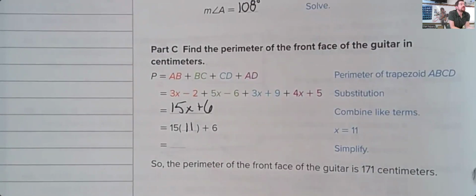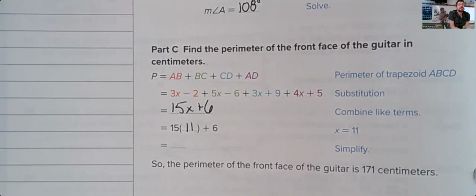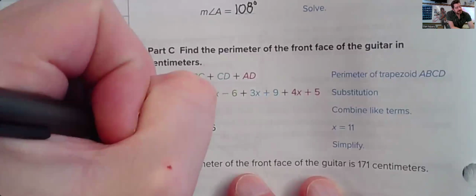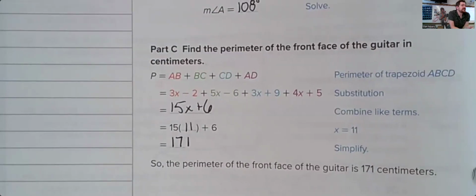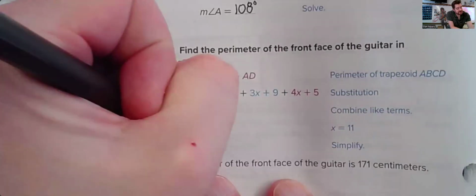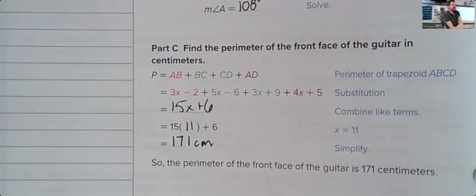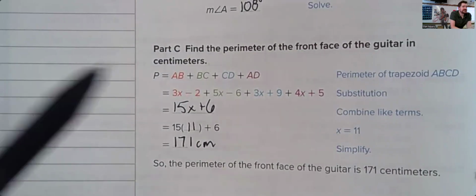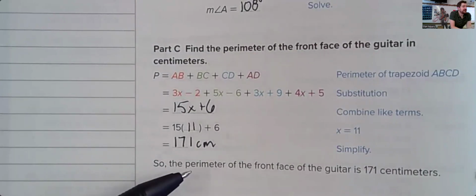So what's the perimeter? 171. Good. 11 times 15 is 165. 165 plus 6 is 171. Centimeters. Cool. So we just did 3 different things with this one problem. We solved for x, we figured out some angle measurements, we figured out the perimeter of the guitar as well.